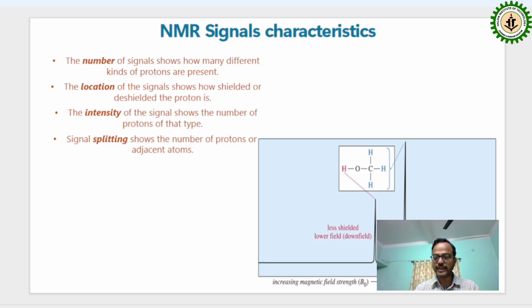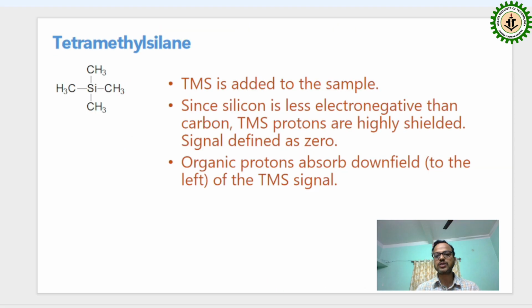With respect to TMS we get the peaks of our molecule. That means TMS is a standard molecule which is to be mixed with all the samples. TMS is added to the sample. Since silicon is less electronegative than carbon, organic protons absorb downfield.